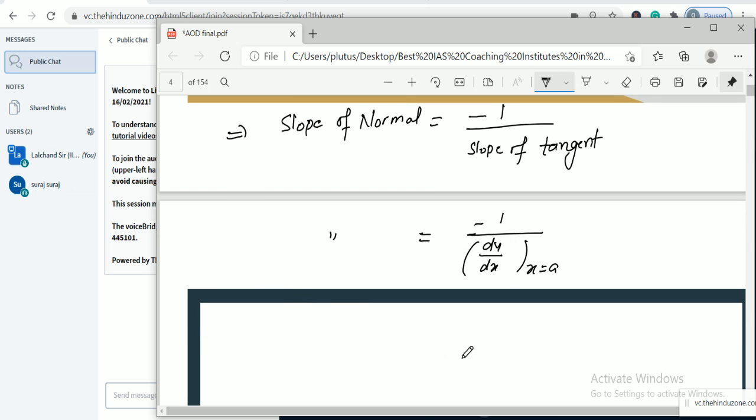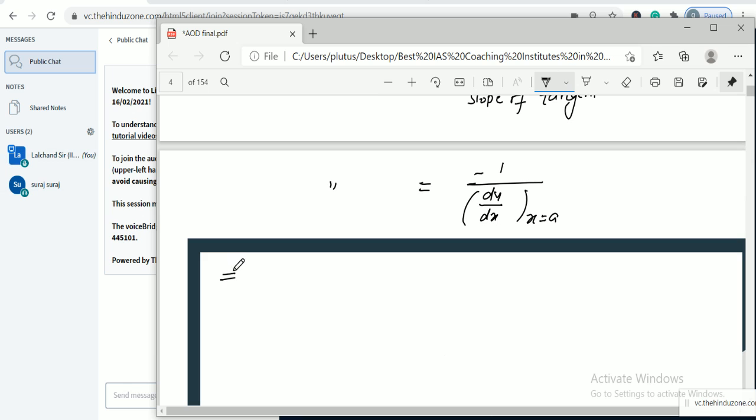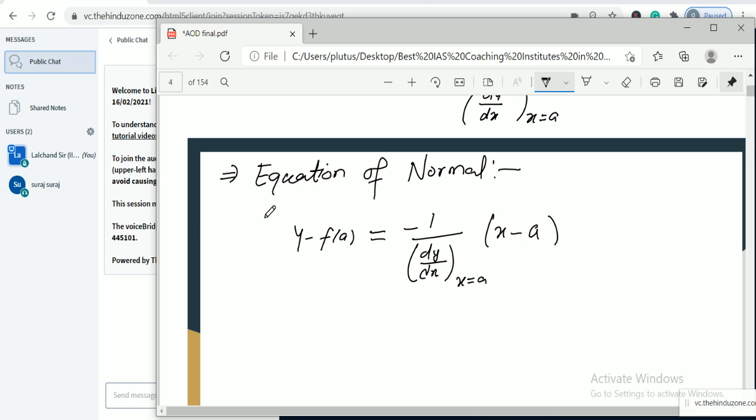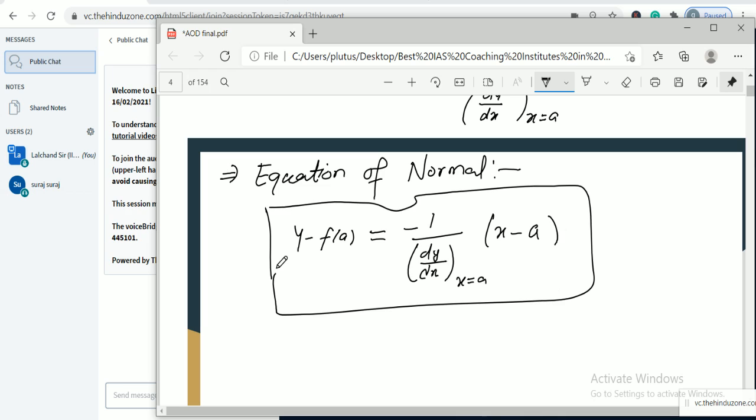If we are writing the equation, what is the equation for this normal? Equation of normal. We need to write the same concept using slope and point form. So we write y minus y1, that is f of a, equal to minus 1 upon dy by dx at point x equal to a, times x minus a. This is the equation of normal, isn't it?